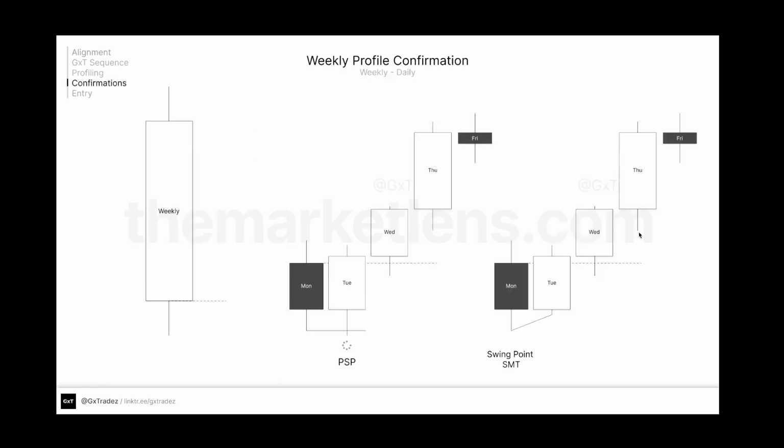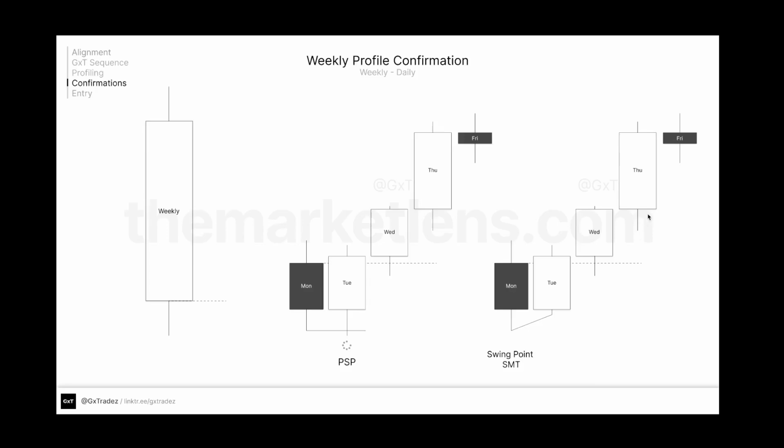So now let's get into weekly profile confirmations. Now we're applying what we did last week, right? So we don't just use swing formations. We want to ideally see precision swing points, SMT with swing points, 2-stage PSPs. Ideally, that's what we want to confirm swing points with. Now, it's not something you have to do, but it's ideal. This is what I'm always looking for.